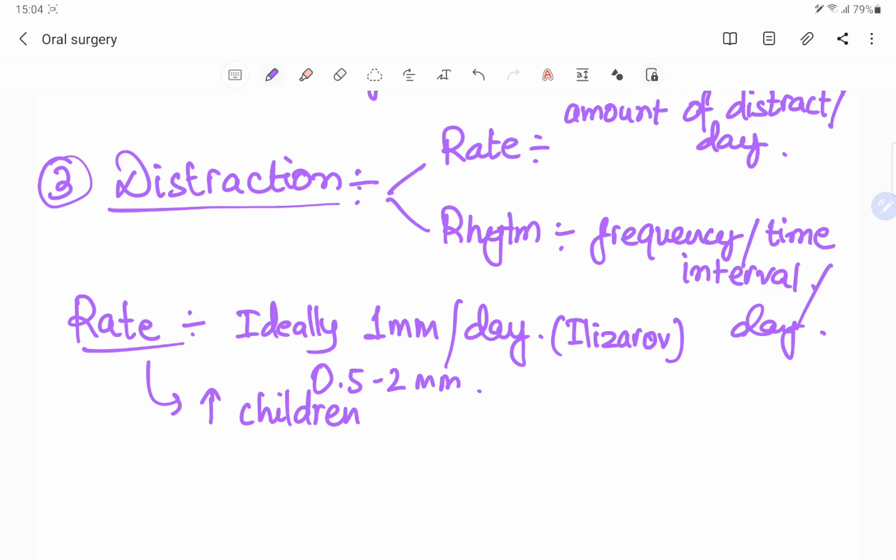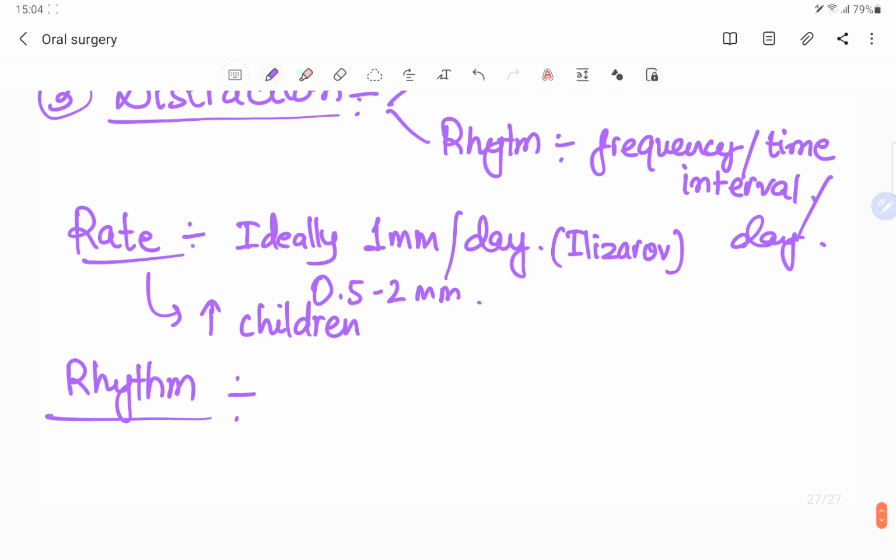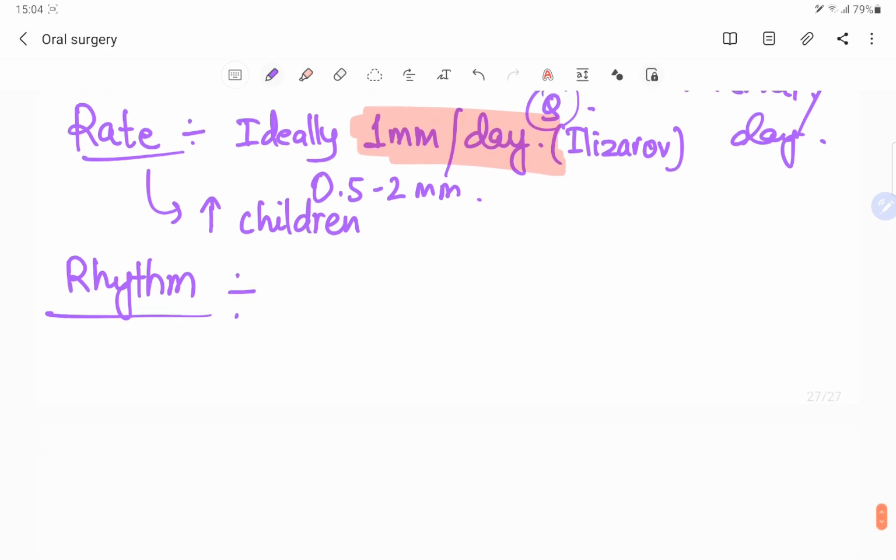Or it is slow. Say suppose if a person has undergone radiotherapy. In that case, in a radiotherapy treated bone, we have to go at a slower rate, we can say. So then we have the rhythm. Rhythm is the frequency or the time interval at which we are doing this 1 millimeter per day, right? So this is our rate. Rhythm is the frequency or the time interval at which we are doing this desired rate.